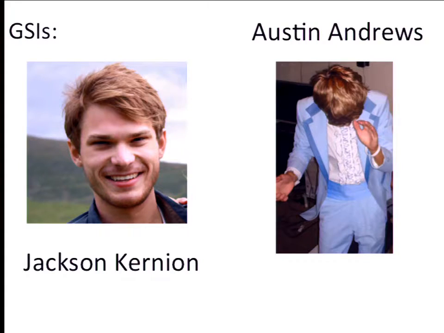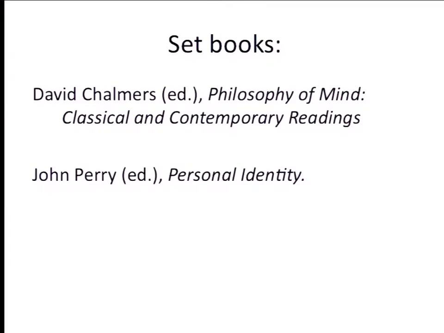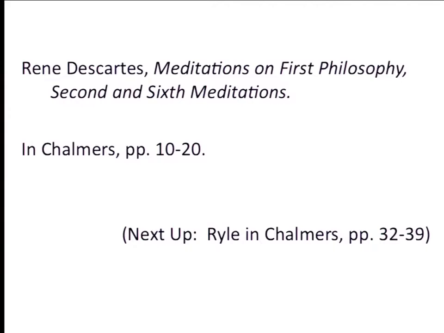Okay, there are two set books for the class. David Chalmers' collection, Philosophy of Mind, Classical and Contemporary Readings, and John Perry's book, Personal Identity. These are full of wonderful papers, and we'll actually only sample them. Okay, and today and on Tuesday, we'll be looking at Descartes' Meditations, the extracts from the second and sixth Meditations in the Chalmers collection. So that's a 10-page reading, and we'll start in it today. And it would be good if you could read that 10-page extract for Tuesday.